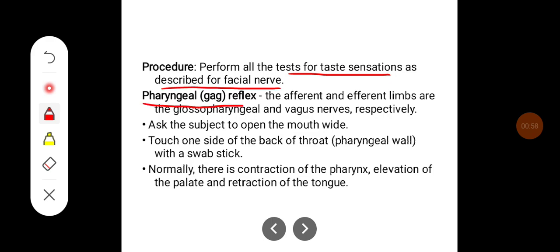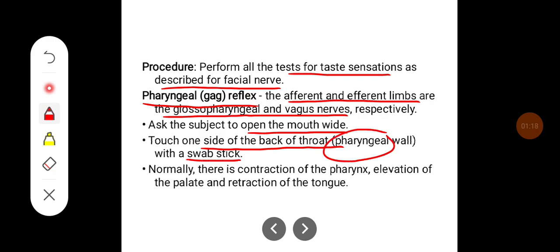Then we have to do the pharyngeal test or reflex, which is also called the gag reflex. The afferent and efferent limbs are the glossopharyngeal and vagus nerves respectively. Ask the subject to open the mouth wide, and touch one side of the back of the throat, that is the pharyngeal wall, with a swab stick. Normally there is a contraction of the pharynx, elevation of the palate and retraction of the tongue.